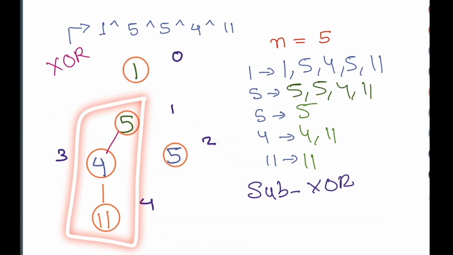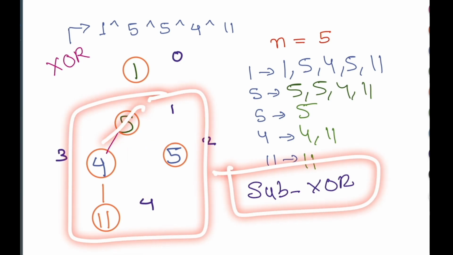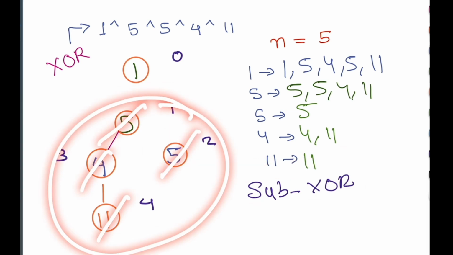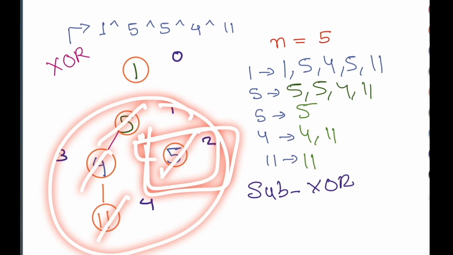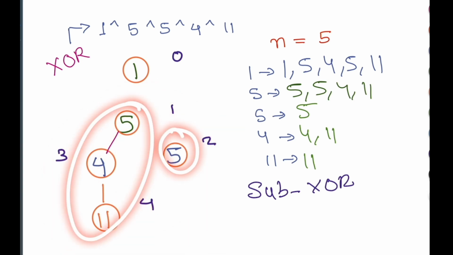To find the XOR of my second tree, I have to take the XOR of this whole subtree, which is there in the sub XOR table, and then remove this element 5 from that. The XOR of this particular subtree will be 5, 4, 11 and 5. We are going to remove the XOR of the other node, and that is going to be the XOR of my remaining tree. And again, if I have the XOR of this tree, then I can find the XOR of this.